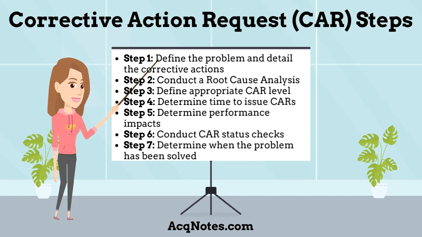There are 7 steps associated with developing and executing a corrective action request. These are: Step 1, define the problem and detail the corrective actions that need to take place to solve the problem. Step 2, conduct a root cause analysis. Step 3, define the appropriate CAR level. Step 4, determine the appropriate time to issue CARs.